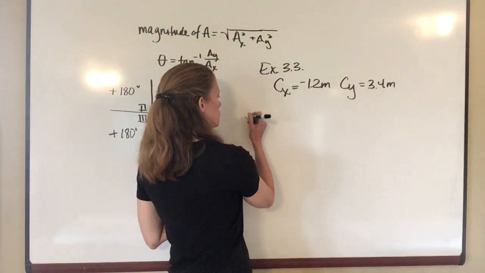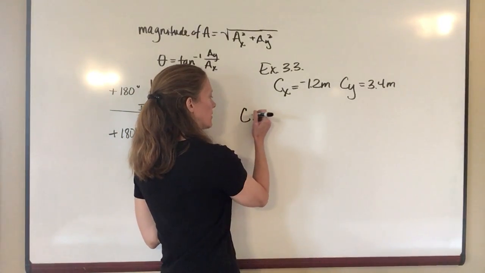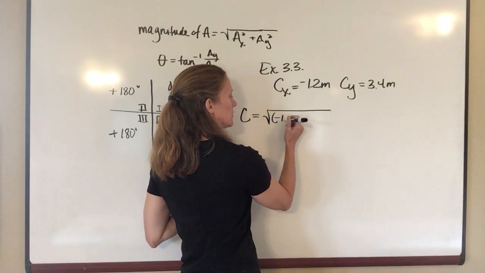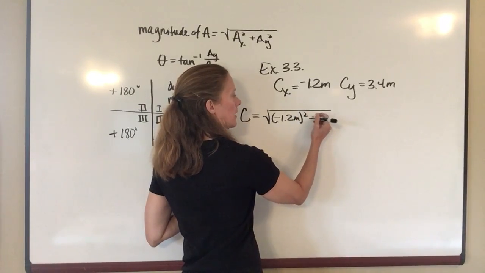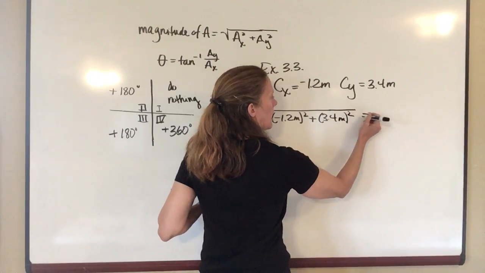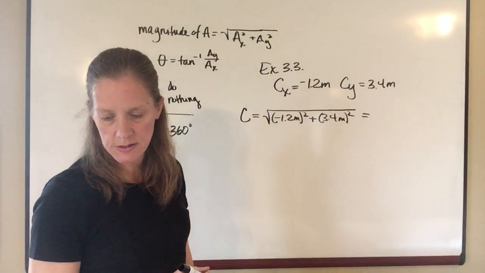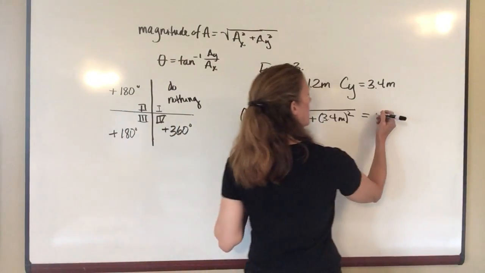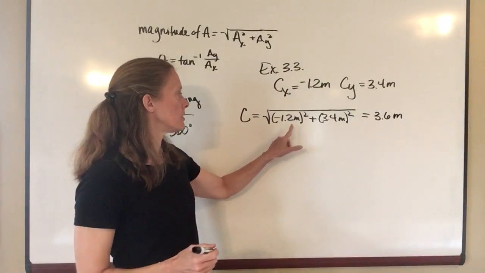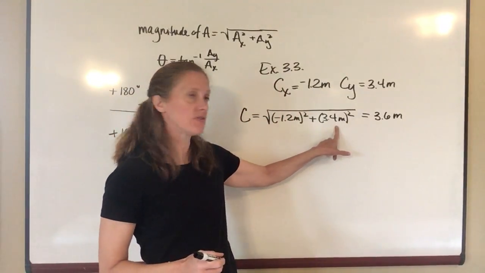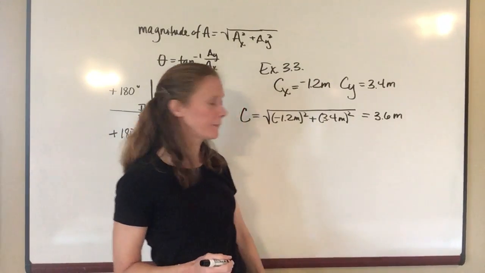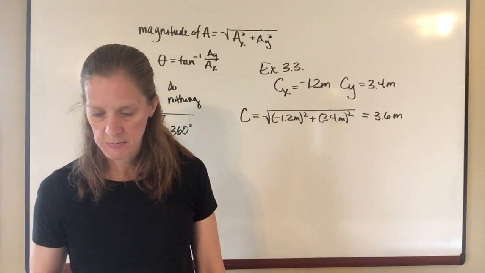All right, so let's figure out what the magnitude is going to be. The magnitude is pretty easy. So vector C, the resultant, is going to be the square root of negative 1.2 meters squared plus 3.4 meters squared. And so when you do that, you should end up with 3.6 meters. Again, significant figures would tell me that this is in the tenths place, this is in the tenths place, so my answer is going to be to the tenths place as well. Okay, so 3.6 meters.